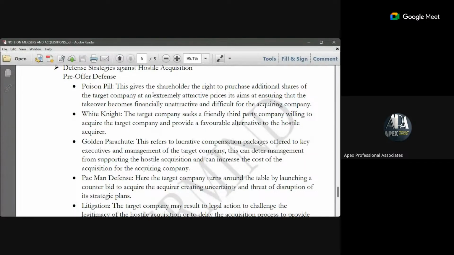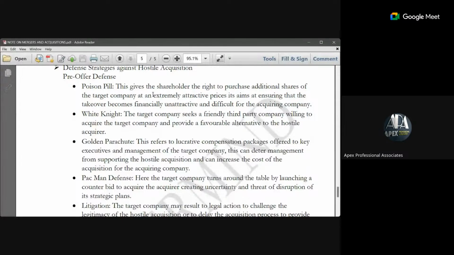Poison pill is that they extremely reduce the value of the company by issuing shares to the shareholders at a price that is so ridiculous that the company can look unattractive to the predator company.